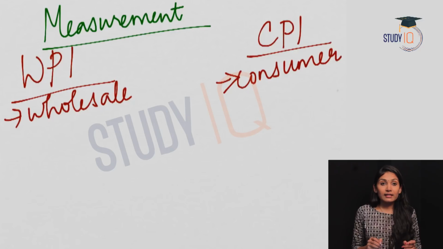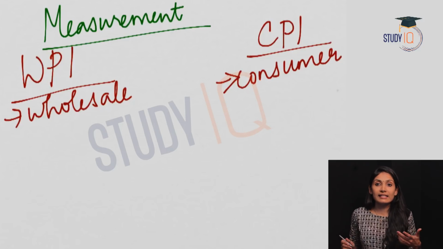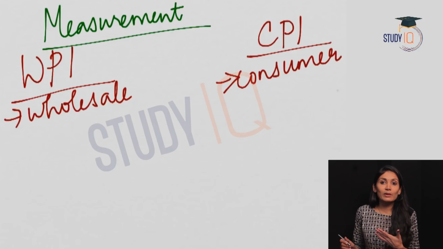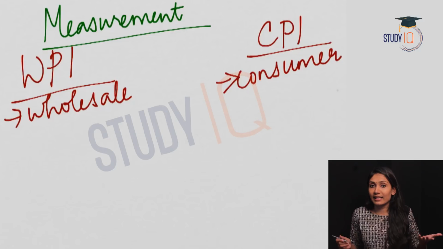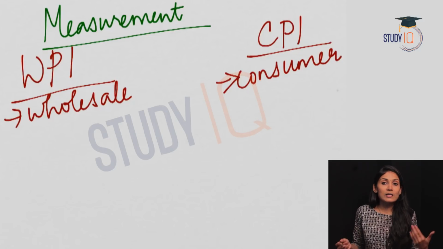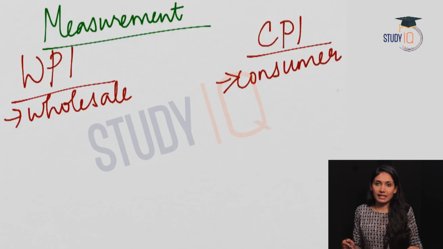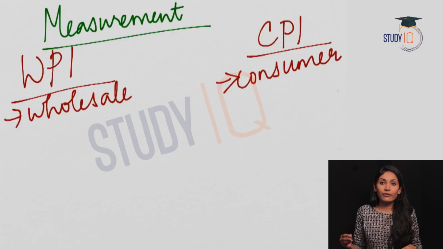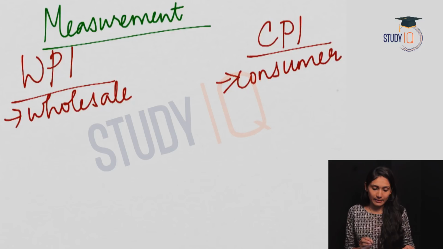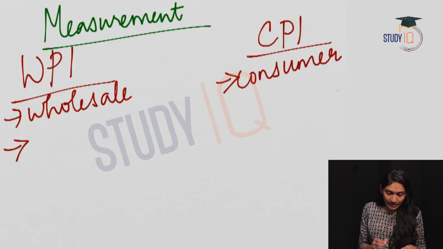And that is the reason WPI is also known as wholesale inflation and CPI is also known as retail inflation. In newspapers you will sometimes see retail inflation has increased by this percentage and wholesale inflation has decreased or increased by so many percentage. So that is wholesale inflation and retail inflation. And next we will see the base year.